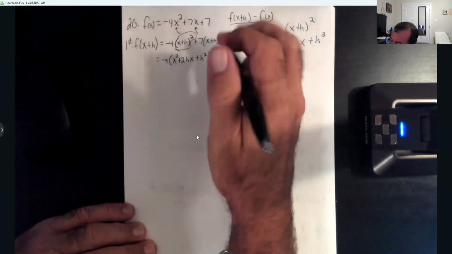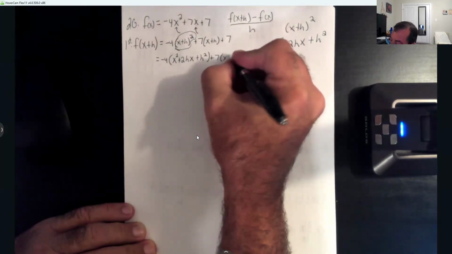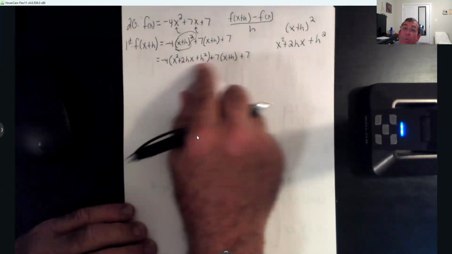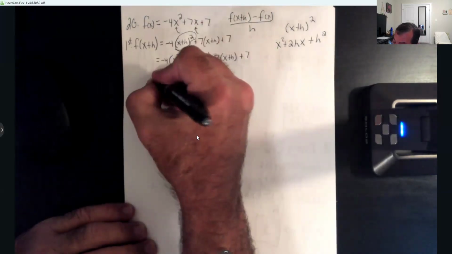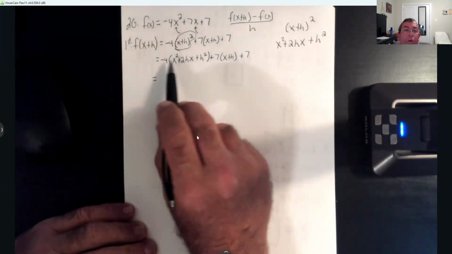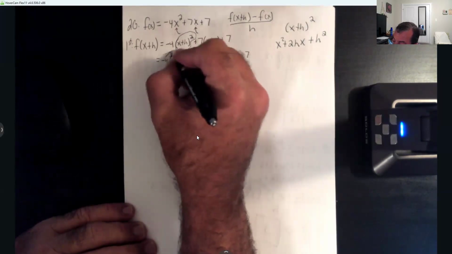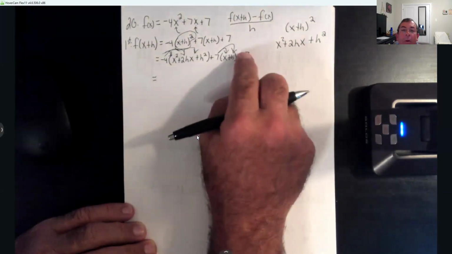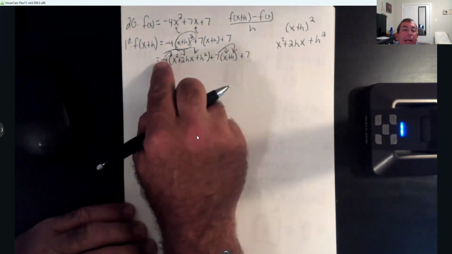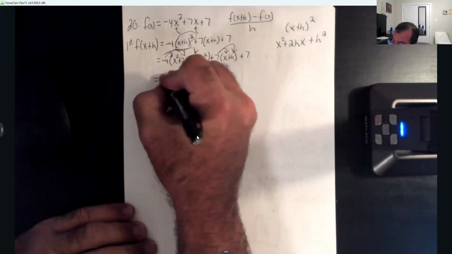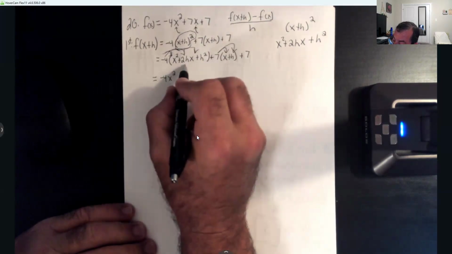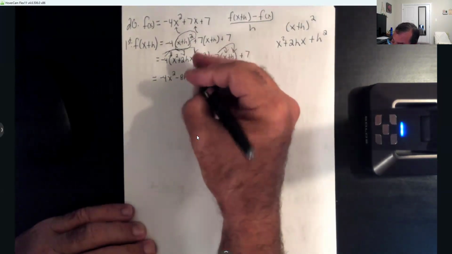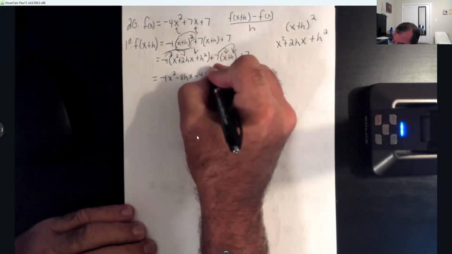And y'all, I'm bringing everything else down: 7 times the x plus h, plus my 7. So look, this was a little more work than the one on 19, okay? All right, next, the only thing you can do is get rid of parentheses. So multiply negative 4 times these 3, multiply 7 by them 2, and then bring down that 7. So I get negative 4x squared. Negative 4 times 2 is a negative 8hx. Negative 4 times h squared is a negative 4h squared.